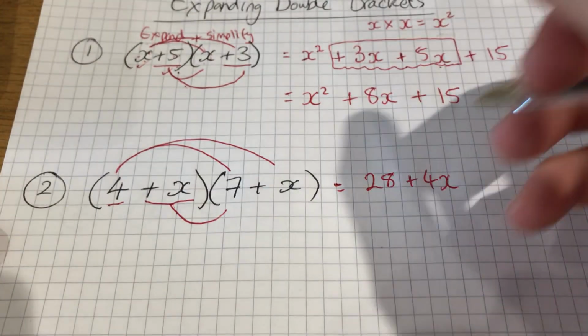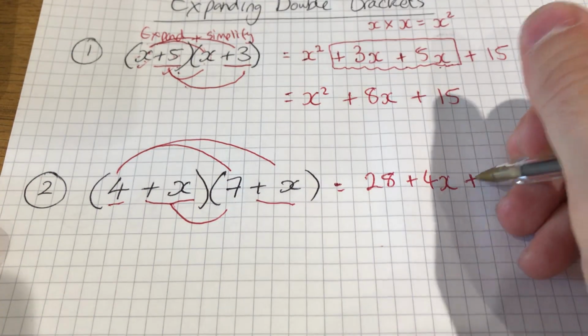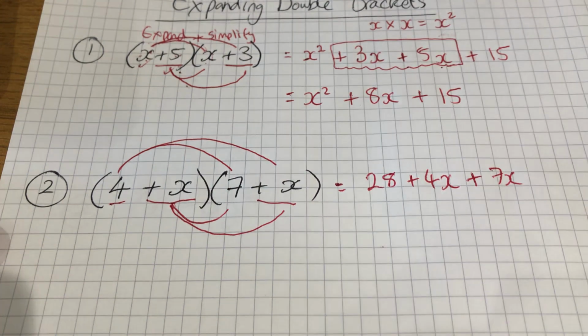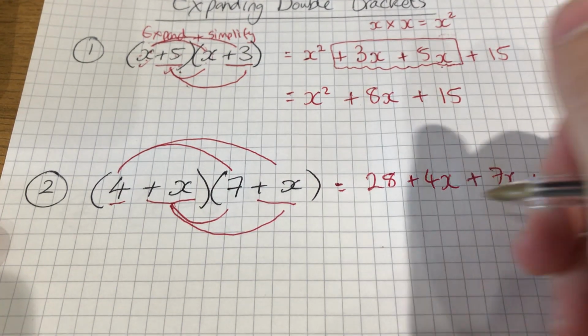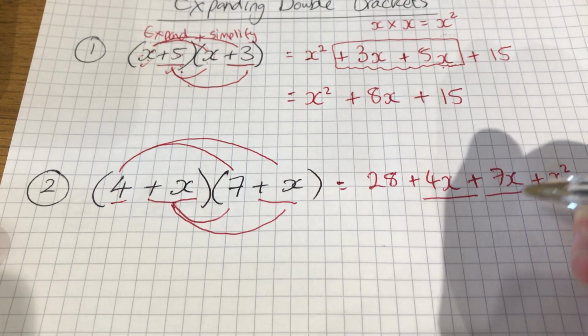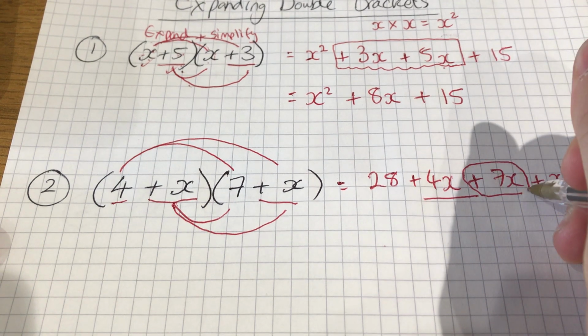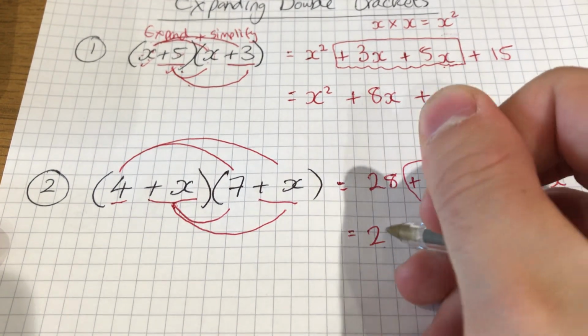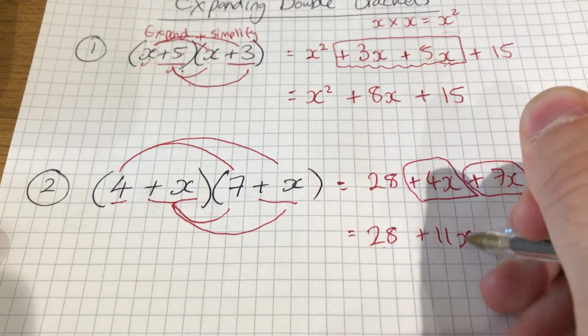Positive x times 7 is 7x. And positive x times x is x squared. Again, you've got this plus 7x and this plus 4x, which are the same type. So you can simplify that, which is 11x.